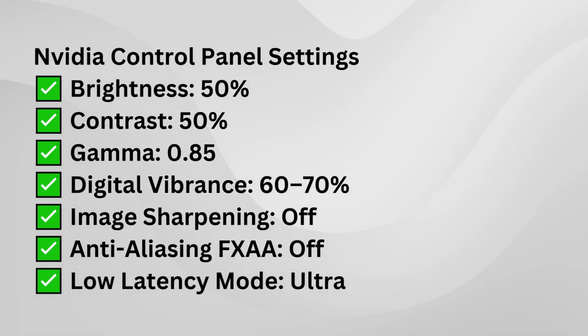For digital vibrance, go for 60 to 70% and make sure image sharpening is turned off. For AMD users, you'll want to adjust the low latency settings to ultra and disable things like FXAA and anisotropic filtering for optimal performance.